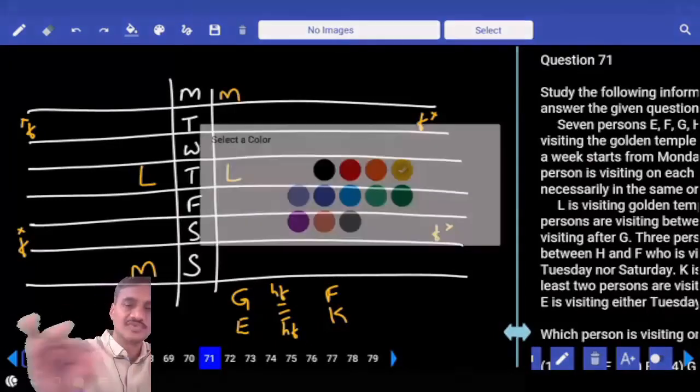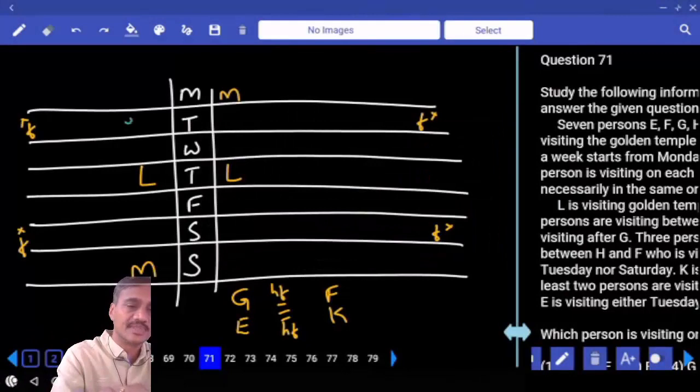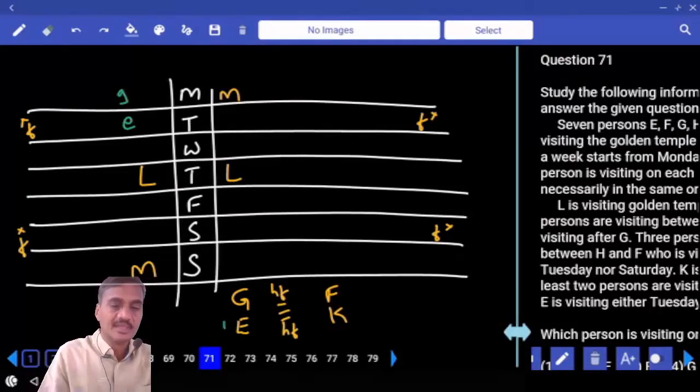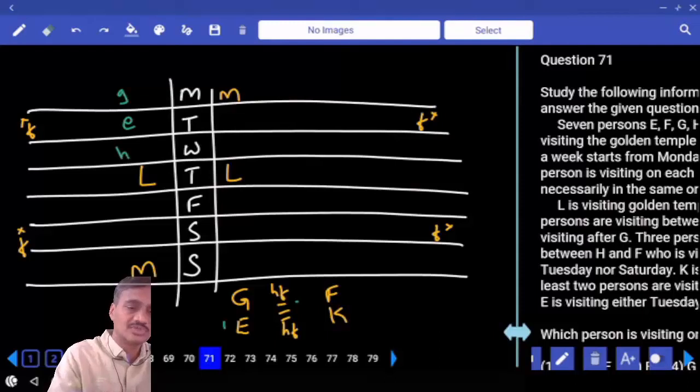Now let us take for example E is on Tuesday. Now if E is on Tuesday, then G must be somewhere here, and together because G must be before this E. And then H and F, in between H and F, we need to have exactly three people. Now if H is here, 1, 2, 3, F must be here, not possible. Or F is here, H is here, not possible. And which implies that E cannot be on Tuesday.